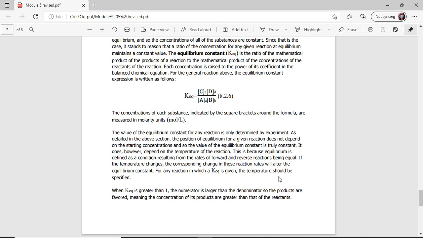This is because equilibrium is defined as a condition resulting to the rates of your forward and reverse reactions being equal. If the temperature changes, the corresponding change in those reaction rates will alter your equilibrium constant. For any reaction in which your equilibrium constant is given, the temperature should be specified. Ibig sabihin, all throughout the process, it must be the same.